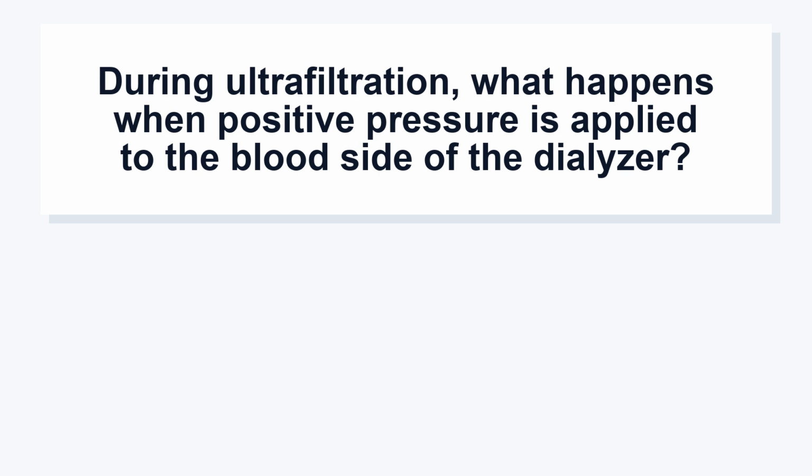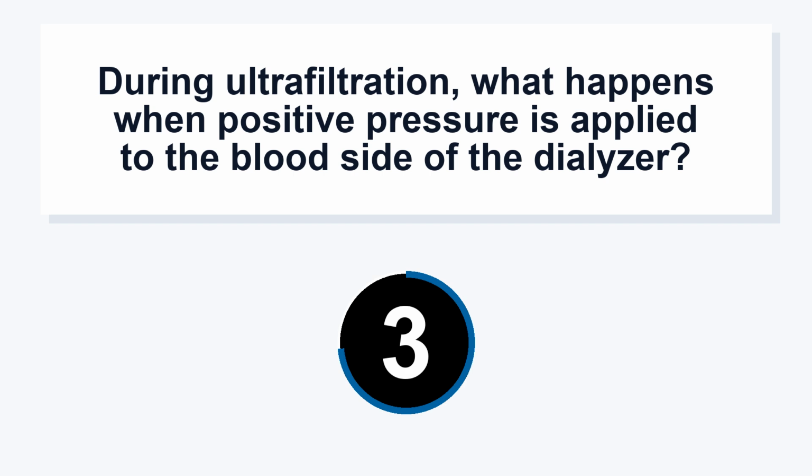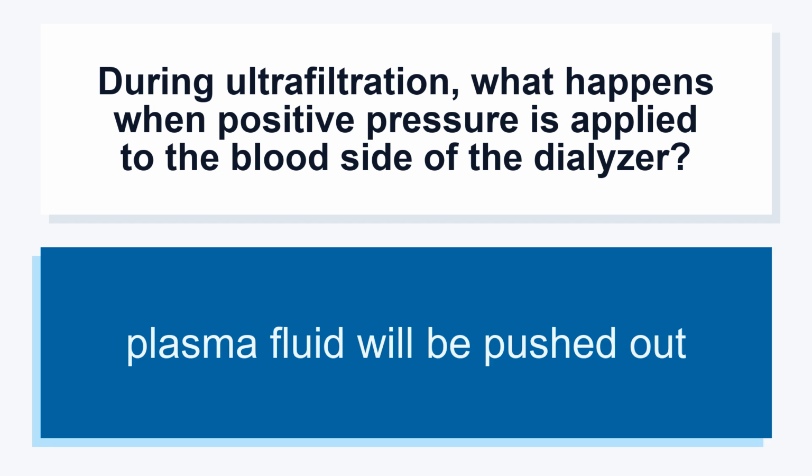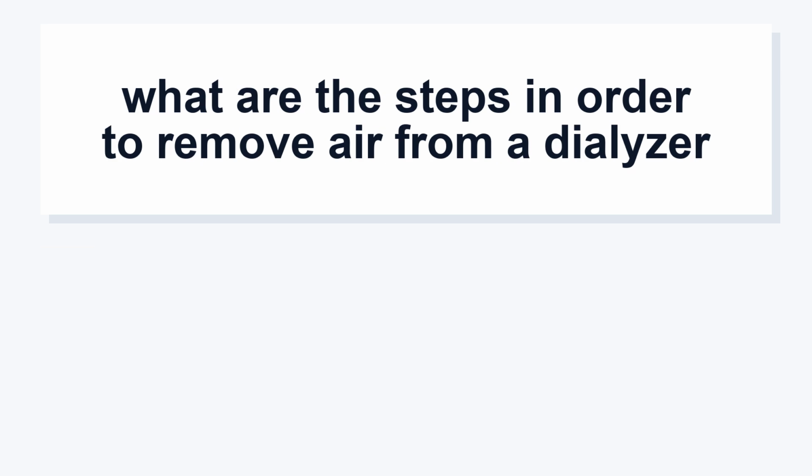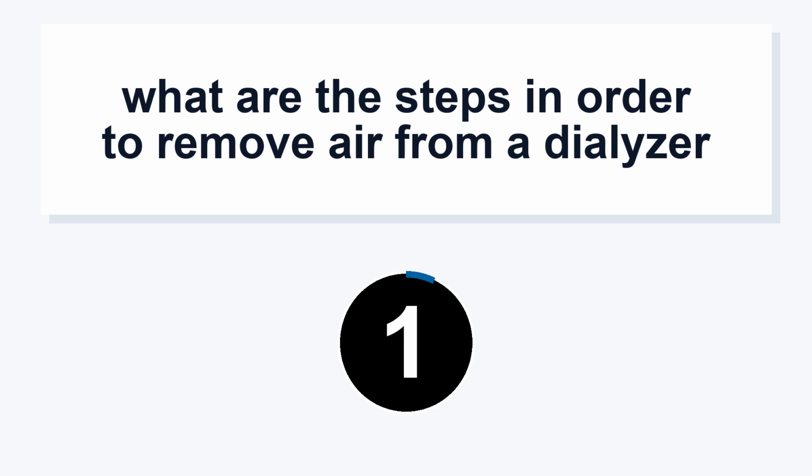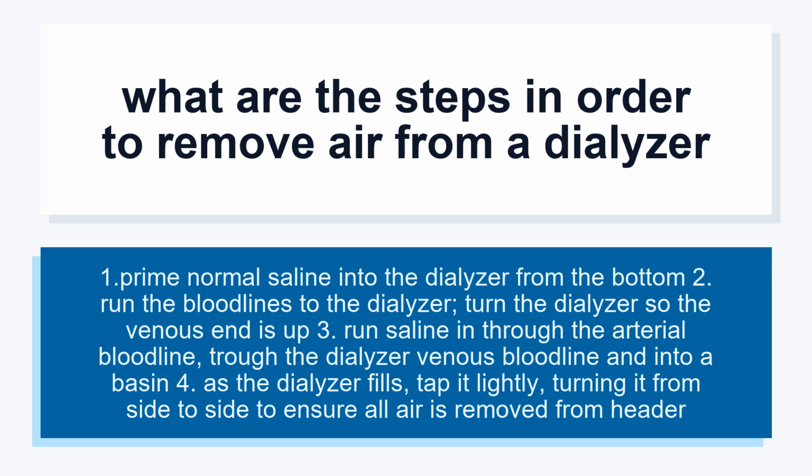During ultrafiltration, what happens when positive pressure is applied to the blood side of the dialyzer? Plasma fluid will be pushed out. What are the steps in order to remove air from a dialyzer? 1. Prime normal saline into the dialyzer from the bottom. 2. Run the bloodlines to the dialyzer, turn the dialyzer so the venous end is up. 3. Run saline in through the arterial bloodline, through the dialyzer venous bloodline and into a basin. 4. As the dialyzer fills, tap it lightly, turning it from side to side to ensure all air is removed from the header.